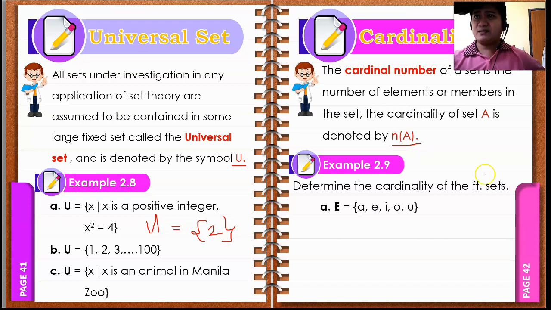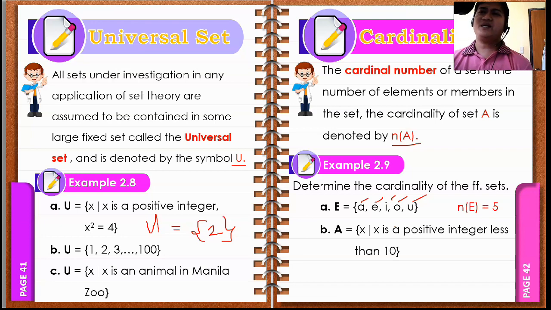Given set E, we have A, E, I, O, U. In this case, we have 1, 2, 3, 4, 5. So just count the number of elements in the given set. Therefore, the cardinality of set E is 5.